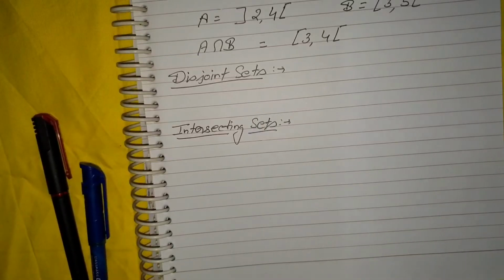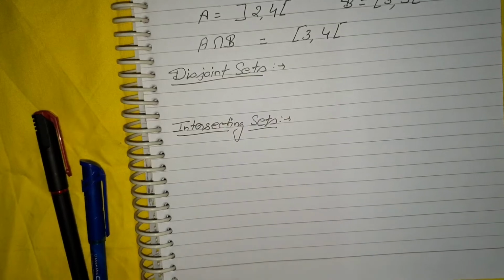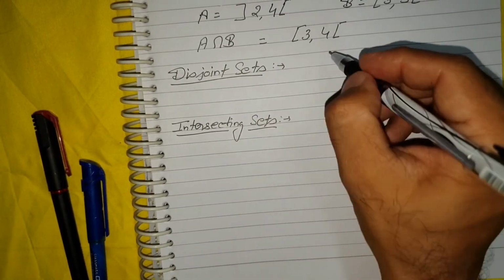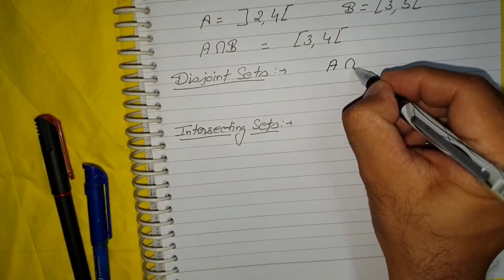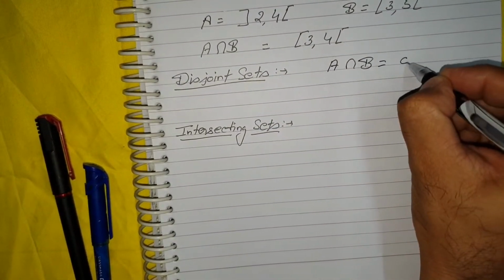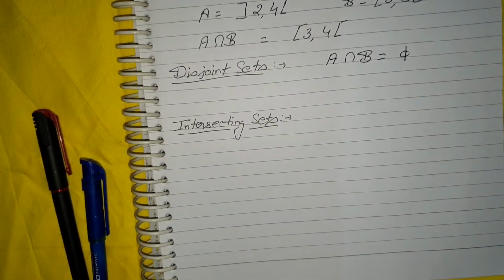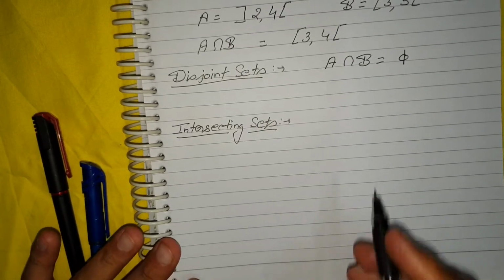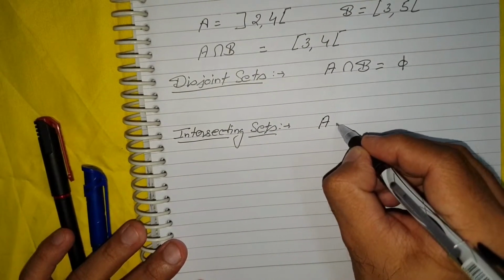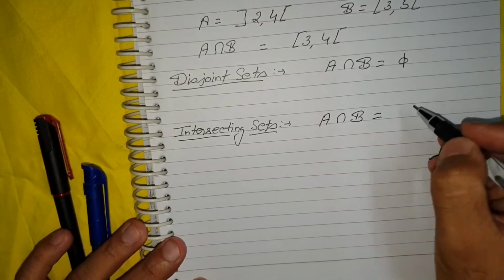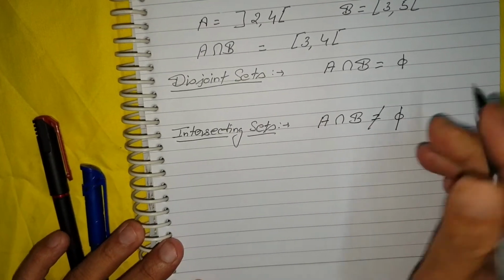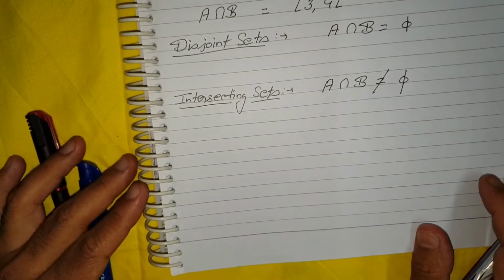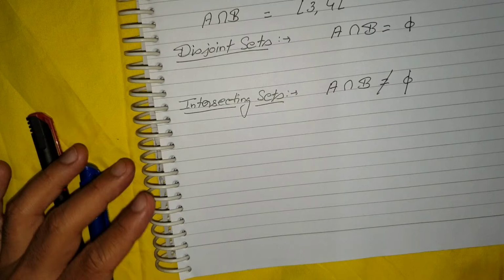Now, disjoint sets. Disjoint sets are those which have nothing in common. So if A and B are two disjoint sets, A intersection B is equal to phi. Phi is the empty set. They have nothing in common. Intersecting sets means they have something in common. So if A intersection B is not equal to phi, they have something in common because they are intersecting sets.